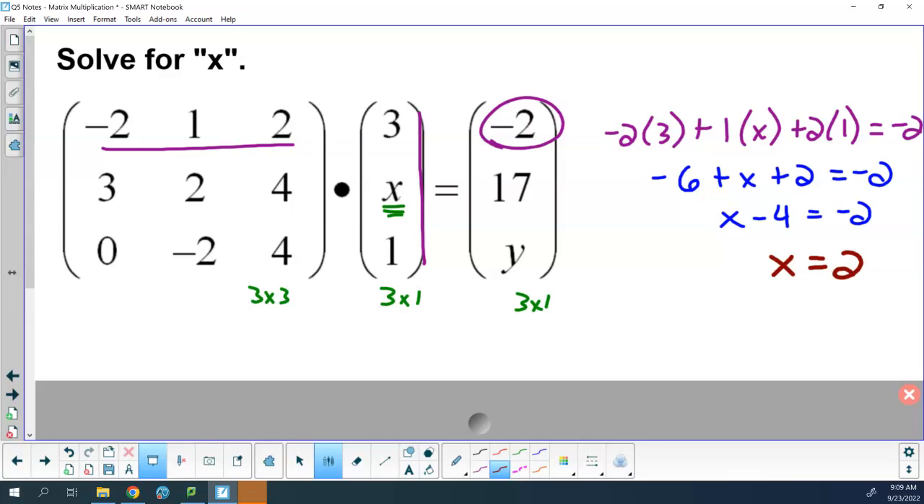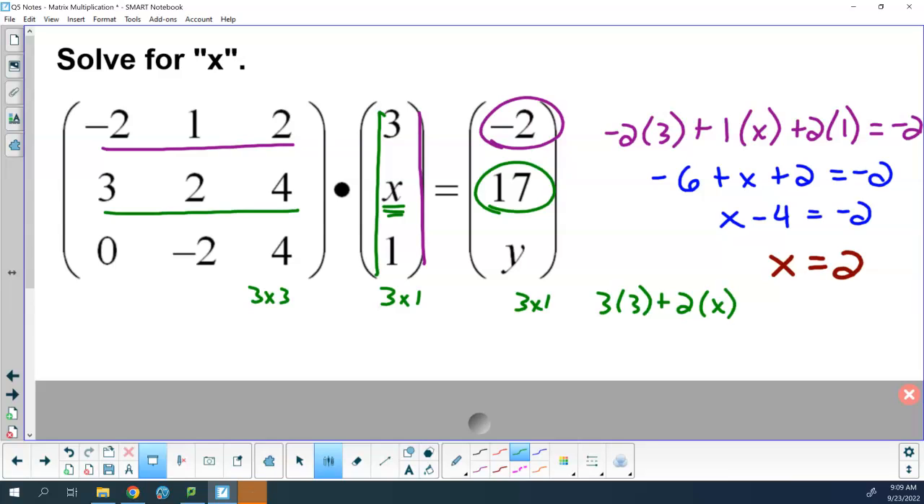So did you get that? Now, we can check it by doing the next row. If I multiply this row by this column, I should get that one, right? So 3 times 3 plus 2 times x plus 4 times 1 should be 17. 3 times 3 is 9. Right? 4 times 1 is 4. 2 times 2, because x is 2, is 4. Right? 9 plus 4 plus 4 is 17. Works out.